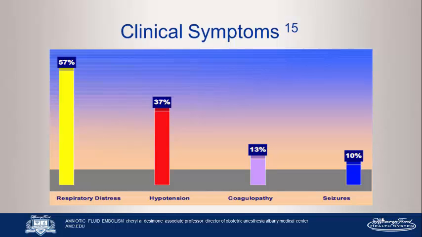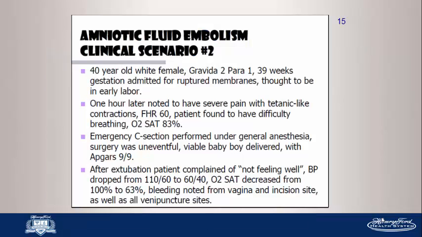How do they present? Most of them present with respiratory distress, more than half of them. Some of them will be very hypotensive. Eventually, all of them will bleed. They will have profuse bleeding because of the DIC, and some of them can also have neurological presentation like seizures. I think it's better to put everything in a story kind of picture to make you remember. So I put this scenario.